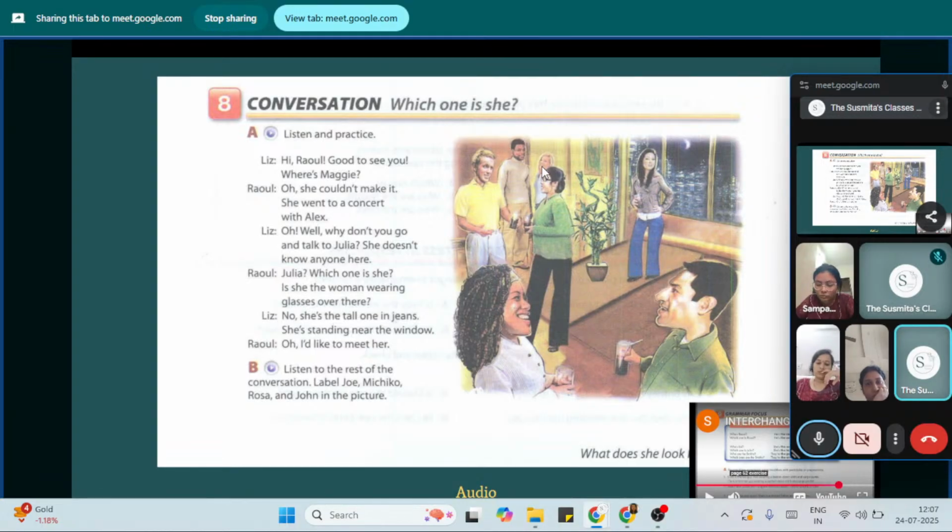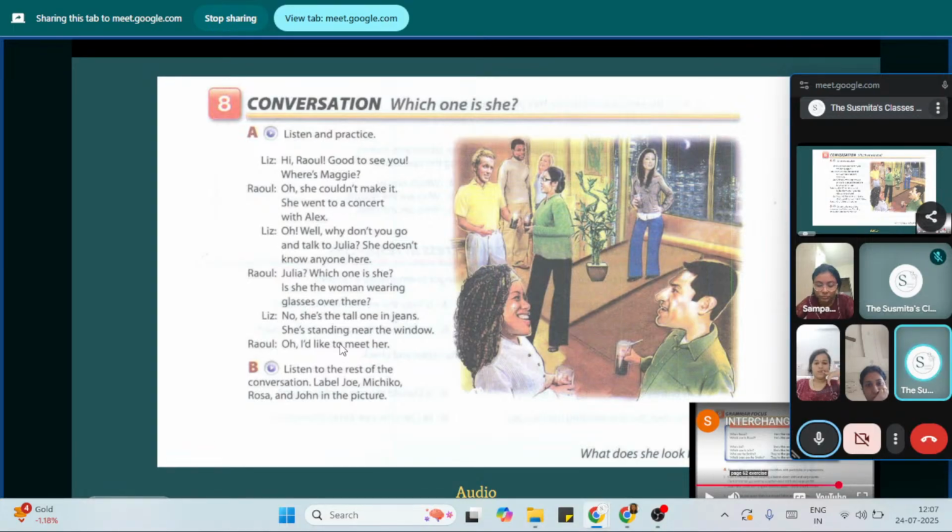One second. Did I miss someone? I have to write down. Rosa. Where did I miss Rosa? Joe, Michiko, Rosa, and John. So this is Joe, this is Michiko, this is Rosa, and this is John. And Julia is at the end of this. Okay. Clear?